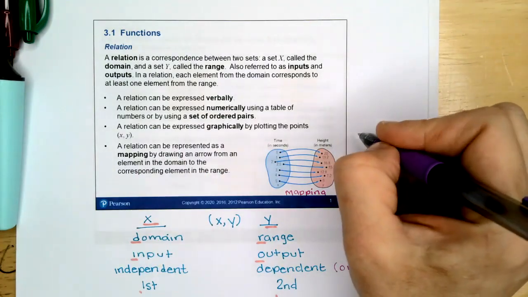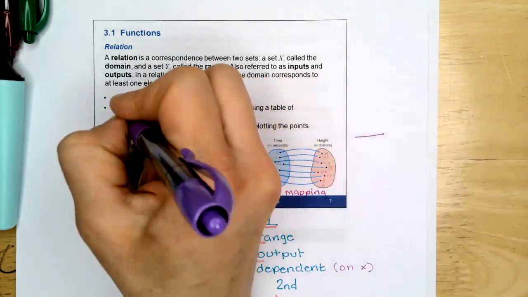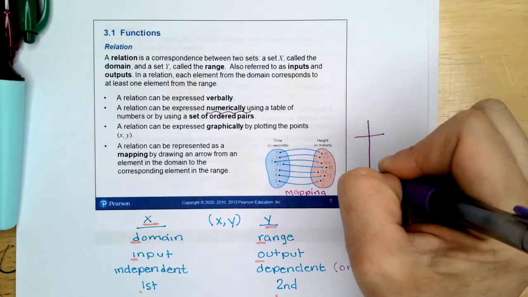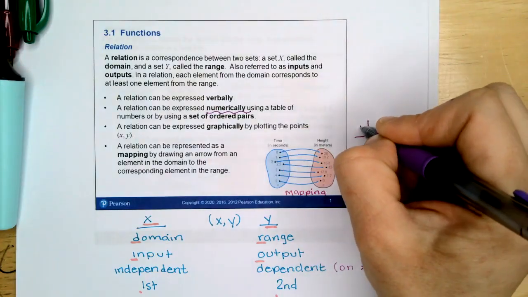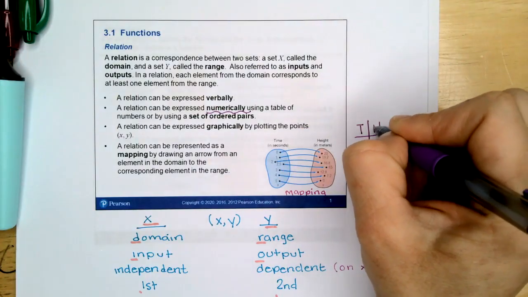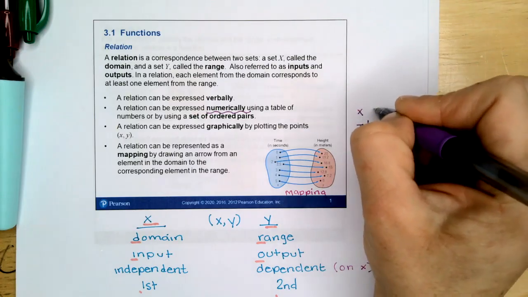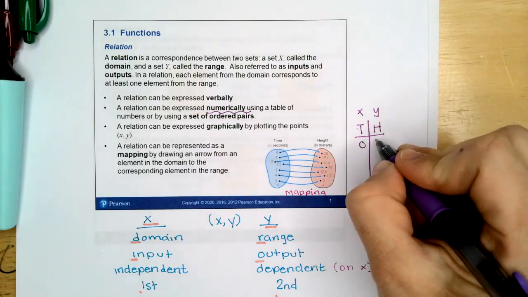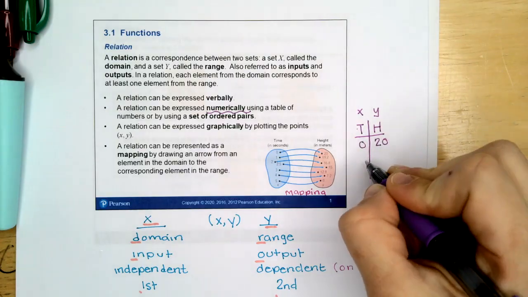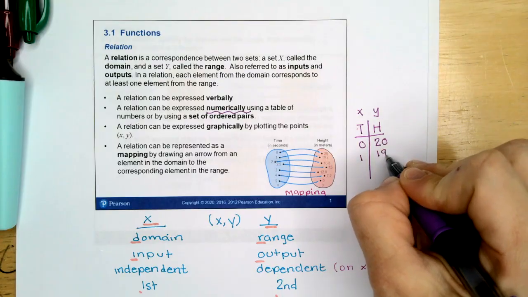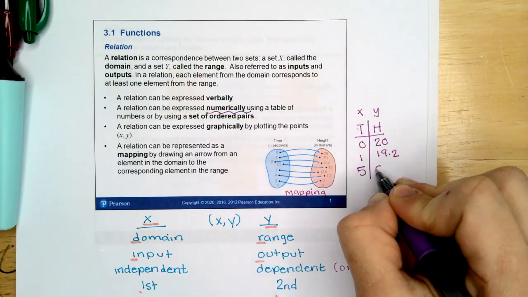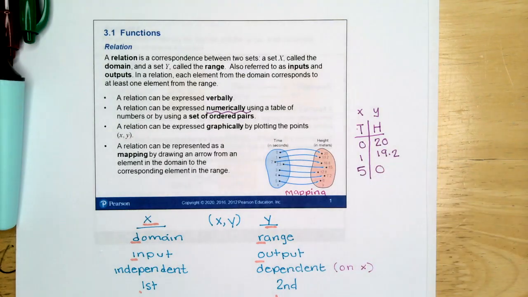Numerically is a table of relations. So numerically would look more like an XY table. You can call it XY, or here we could call it a TH table because we have time and height. T is on the X side, H is on the Y side, input, output. I input 0 seconds, I get 20 meters. I input 1 second, I get 19.2 meters. I can see down here that I input 5 seconds and I get 0 meters, I think. All right, so that's a table of numbers.